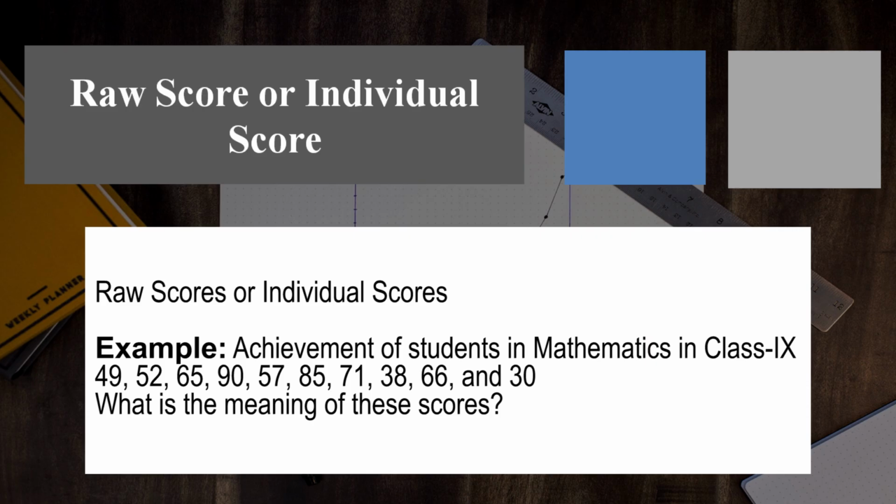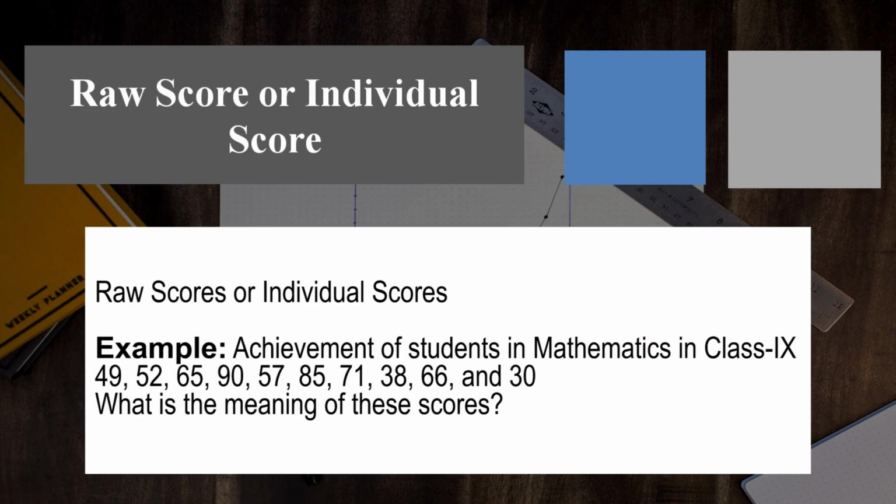Just like here, in this example, achievement of students in mathematics in class 9, let the scores of 10 students in mathematics of class 9th be 49, 52, 65, 90, 57, 85, 71, 38, 66 and 30. So these are 10 different scores, and we can say that these 10 scores are the raw scores, or the individual scores.